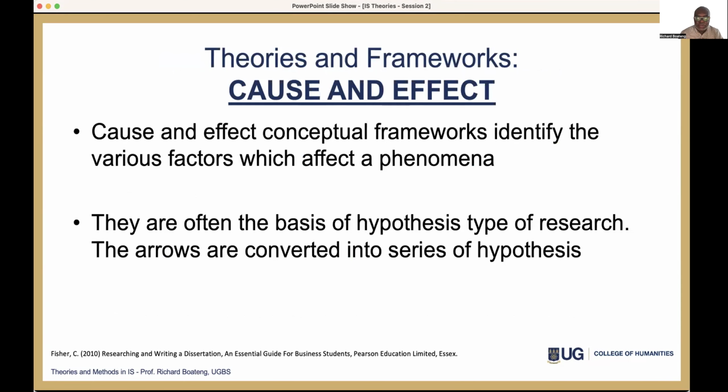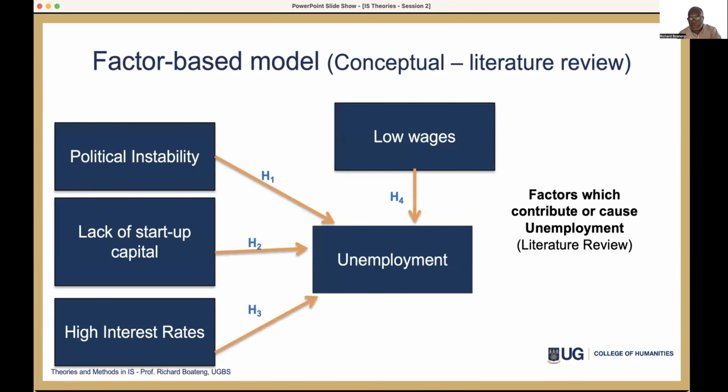So the first one we want to look into is what we call the cause and effect frameworks. The cause and effect conceptual frameworks tend to show how various factors affect a phenomenon. Usually, you see them as factors, a dependent variable, and its independent variable. In a factor-based model, you have factors pointing towards an outcome. Here we have 4 factors pointing towards an outcome called unemployment. So we say factors that contribute to or cause unemployment. I'm not saying this is an existing term, but this is somebody's conceptualization from the literature.